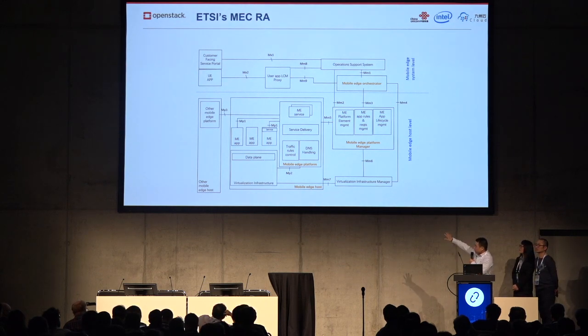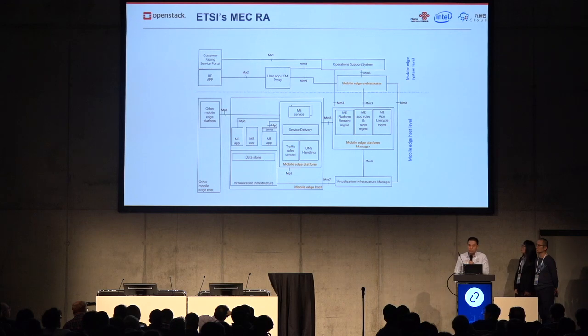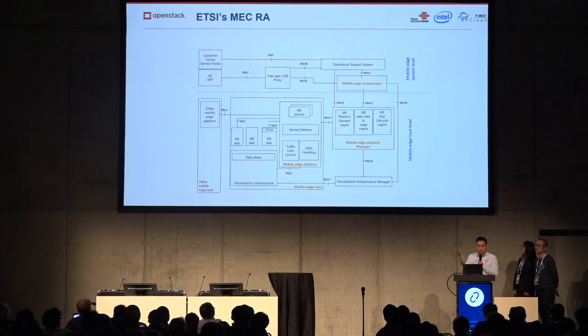And there is the VIM. In most deployment models, the VIM might be in the aggregate data center. And the mobile edge host is about the edge NFVI. This is for hosting applications, services, and the VNF on our edge side. So this is the overall architecture.